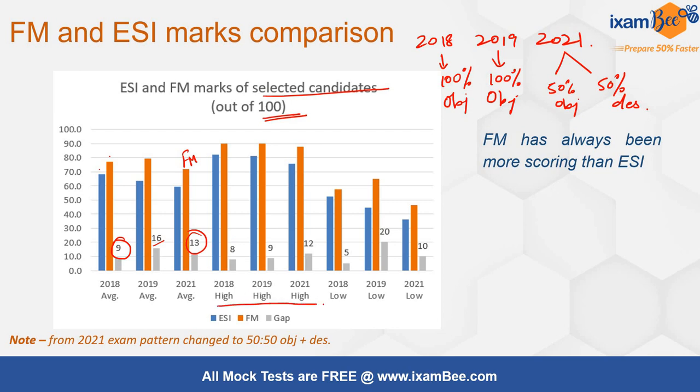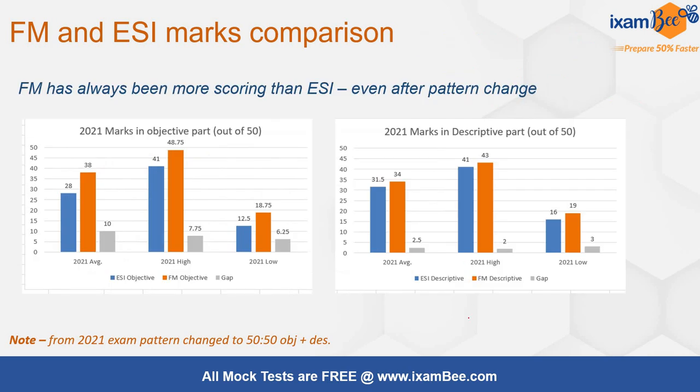If I look at the maximum or the highest marks that the students obtained in the FM paper and ESI paper, here again FM was much more than ESI, with an average of almost 10 marks difference between the ESI and FM paper. If I compare the lowest marks that the selected candidates got in each of these papers of ESI and FM, here again the gap was substantially high, and on an average the difference between the FM and ESI marks is almost 10 marks, with FM scoring higher than the ESI paper. And these are facts, these are actual marks of the selected candidates that I have taken.